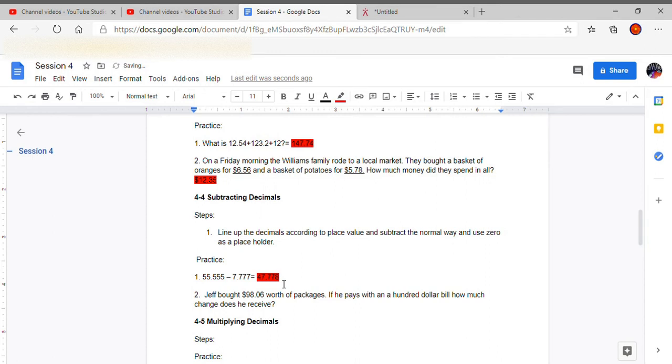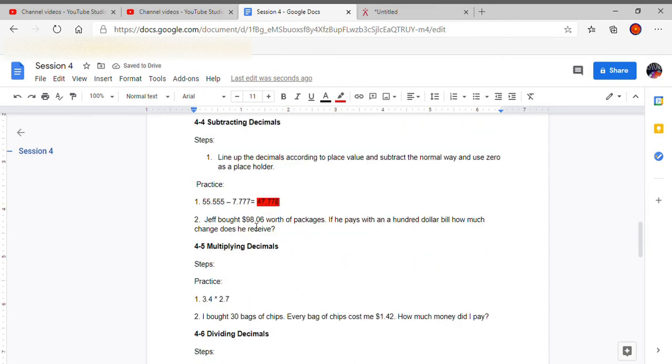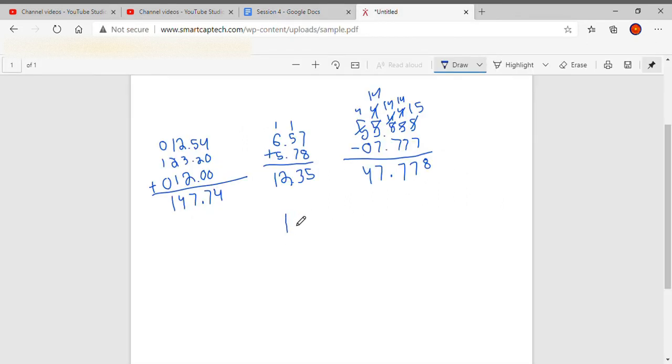All right, number 2. Jeff bought $98.06 worth of packages. If he pays with a $100 bill, how much change does he receive? So we know we have to subtract this value from 100. So 100 minus 98.06. Let's use 0 as a placeholder once again.